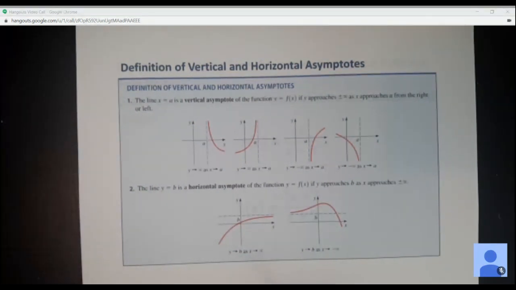Now, the graphs at the bottom, these are all horizontal asymptotes because now we have a horizontal line that we're approaching, but we never touch, right? So our curve here is going to curve up. It's going to get close to that horizontal line, but it never actually touches it.